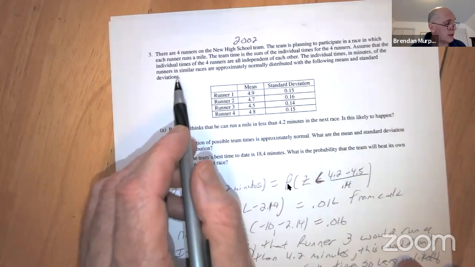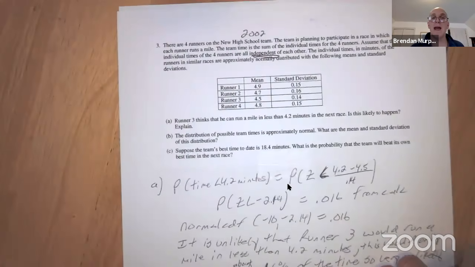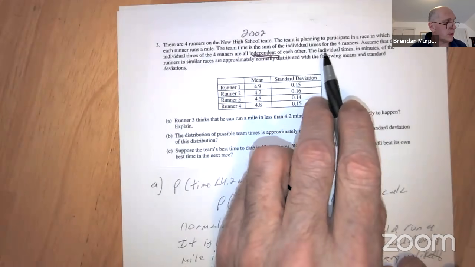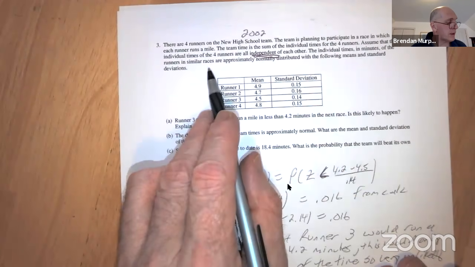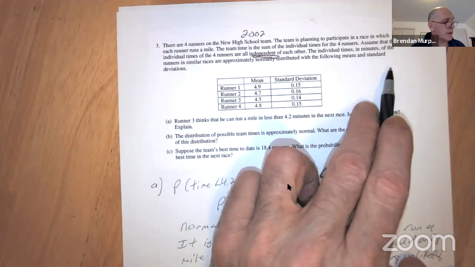Assume that the individual times of the 4 runners are independent of each other. Super important. I'm going to underline that. The individual times in minutes of the runners in similar races are approximately normally distributed. That's good, with the following means and standard deviations.